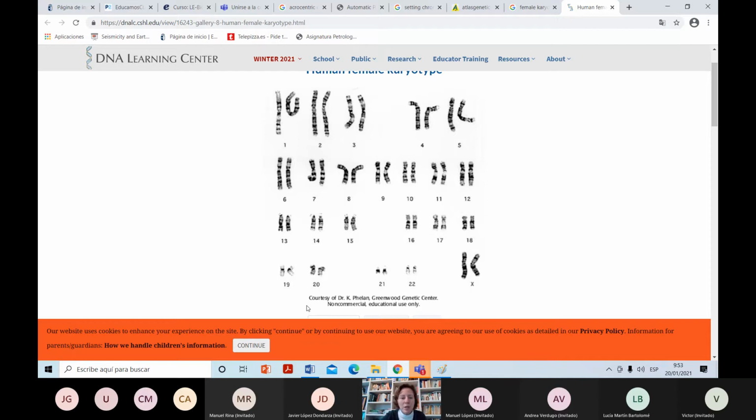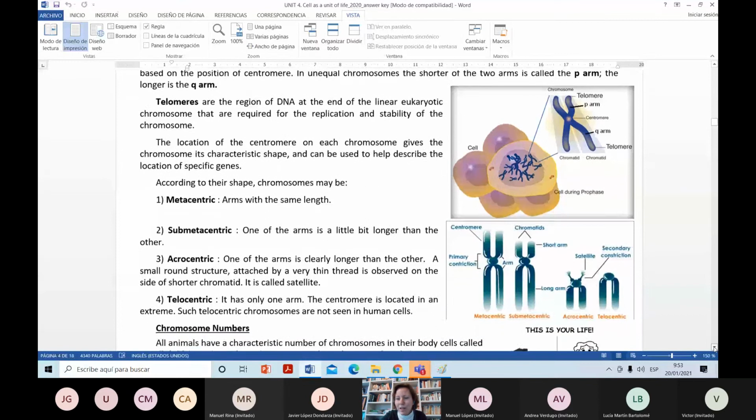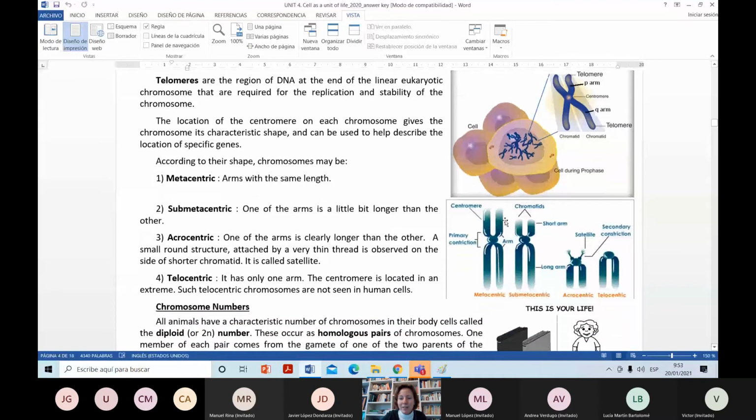Venga, ¿quién se anima? Which type of chromosome is it considering the centromere? Lo ha dicho alguien por ahí, aunque regular, tenéis los micros hoy regularcitos. It is metacentric, okay, because it's in the middle, okay?